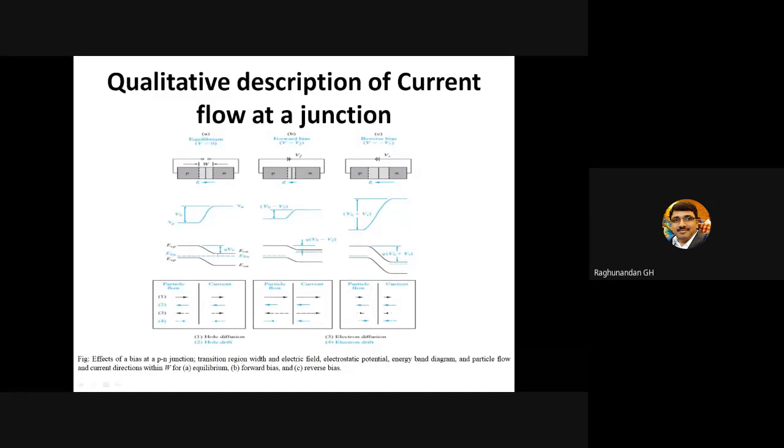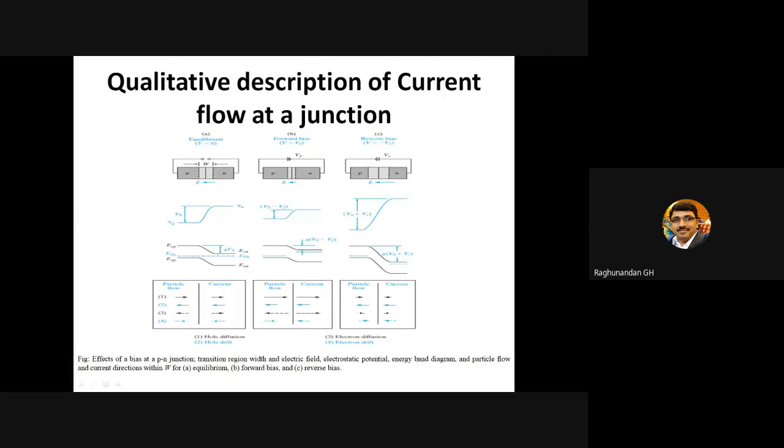Okay, so qualitative description of a current flow of a junction. Here we are going to study the effects of bias at a PN junction: transition region width, electric field, electrostatic potential, energy band diagram, particle flow, current direction within the width of the depletion layer, and what happens at equilibrium, at forward bias, and at reverse bias. These are the three things we have considered.